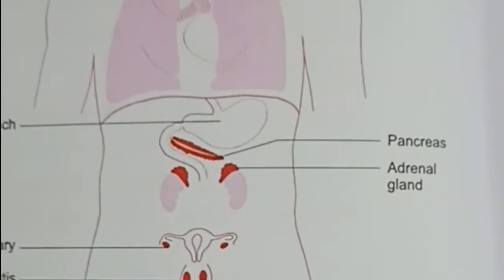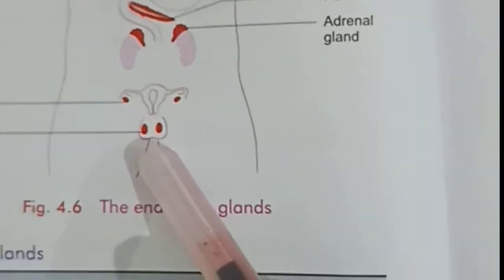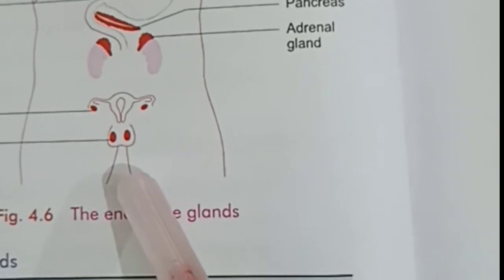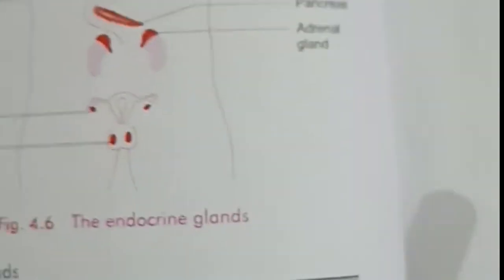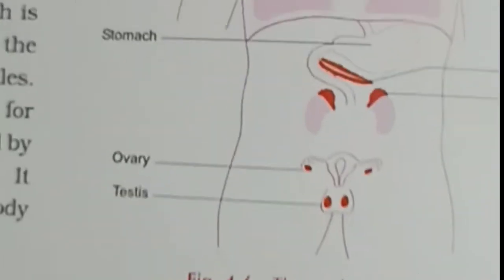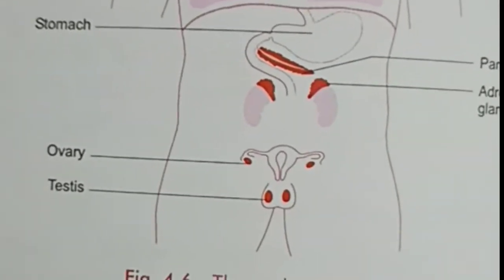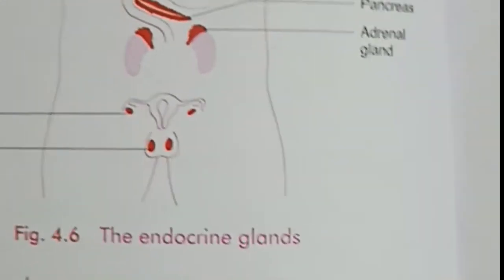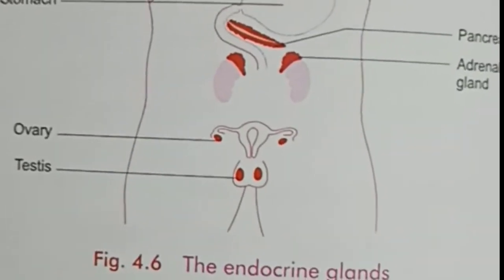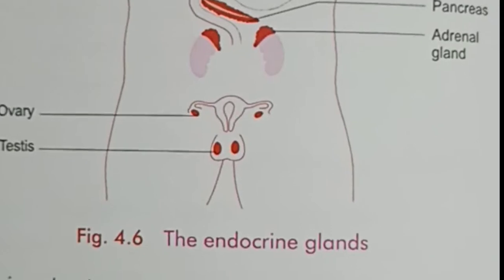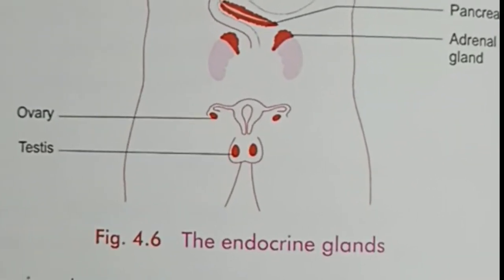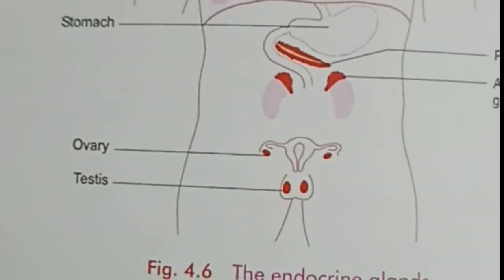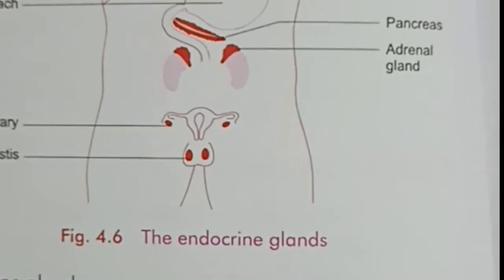Next we have the testes. It is found outside the abdominal cavity in the sac that we call the scrotum in the male's body, and its function is to promote the development of secondary sexual characters. So what we saw in the last page, some of the changes taking place in the body of a male child after attaining puberty, that is because of the hormones secreted by the testes.